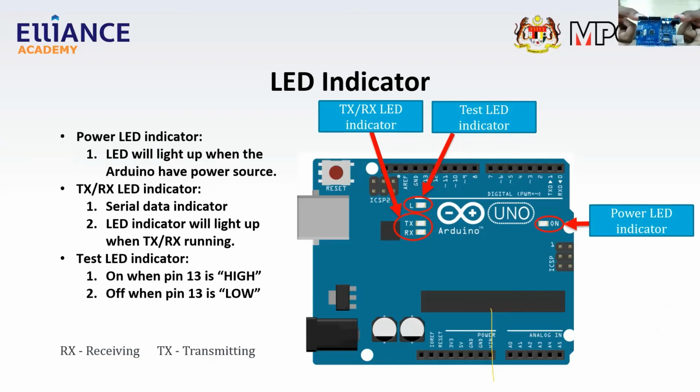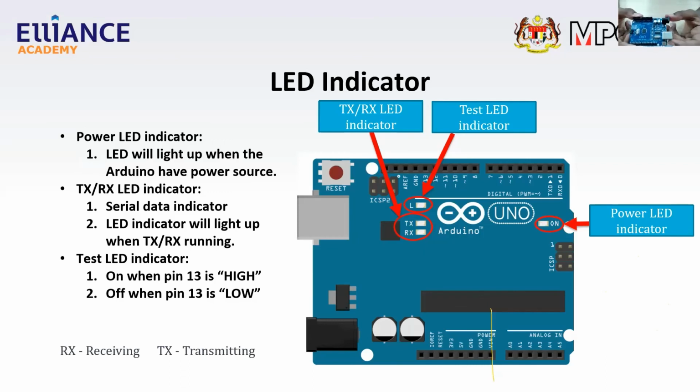Okay, next LED is the TX RX LED indicator. TX here means transmitting, which means data transmitting out from the board. And RX means receiving, which is the board receiving data. On the board here you can see there's RX and also TX. You can locate it. So TX is transmitting, RX is receiving.